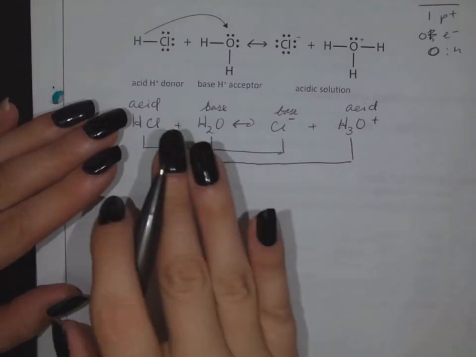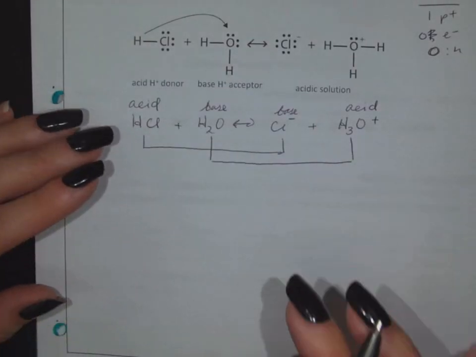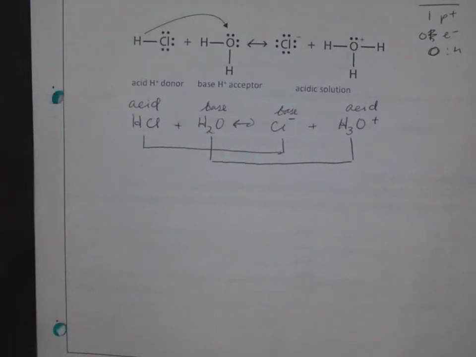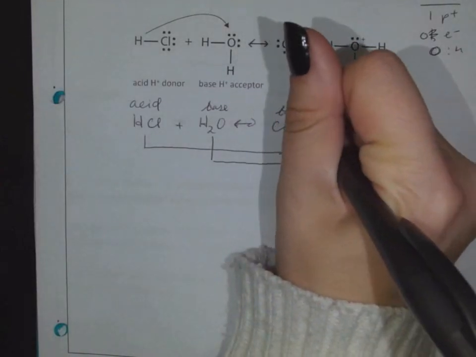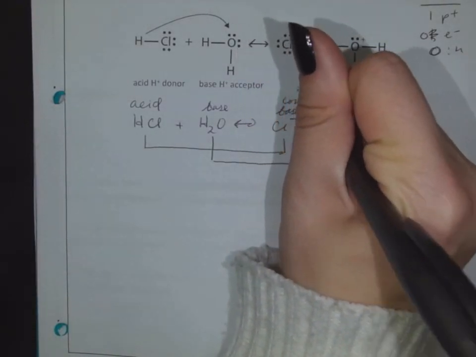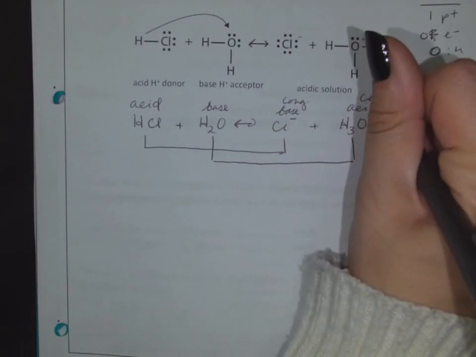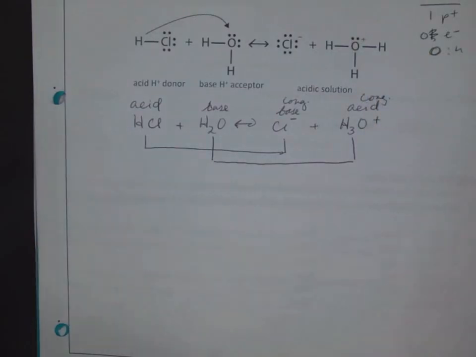Now, to distinguish between reactants and products, we just add the word conjugate. And so this is a conjugate base, and this is our conjugate acid. Let me check the spelling really quick.